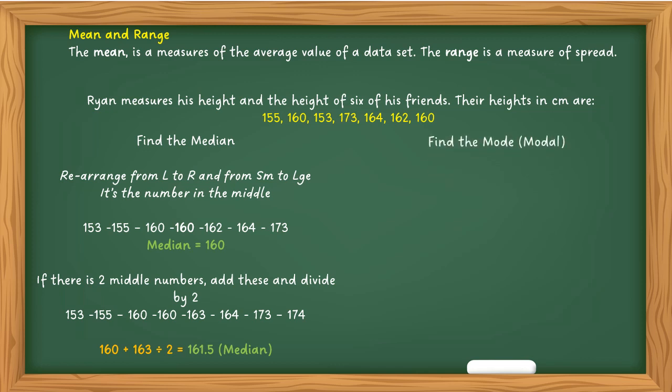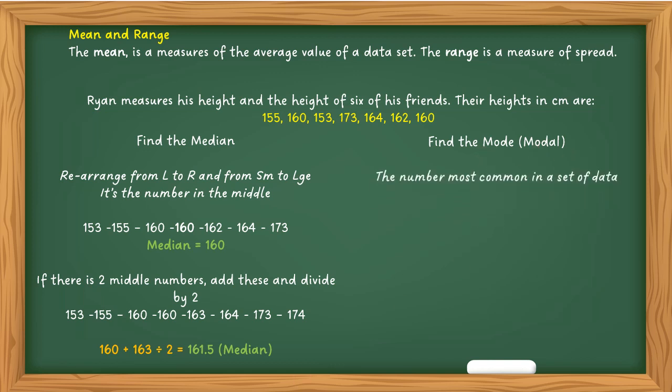Now find the mode or the model. You'll see it called the mode or the model. The most important part to remember, this will help you remember, the mode or the model is the number most often seen in a set of data. So both start with MO, the number most often seen in a set of data.